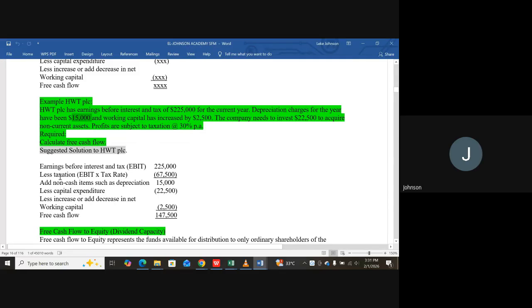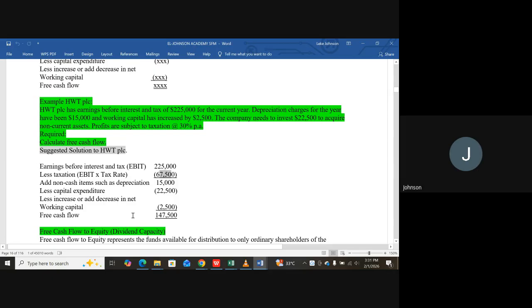Where is our taxation? Our taxation rate is actually 30%. So it's going to be 30% of our earnings before interest and tax. If you take 30% of 225,000, you are going to get 67,500, which is our taxation.